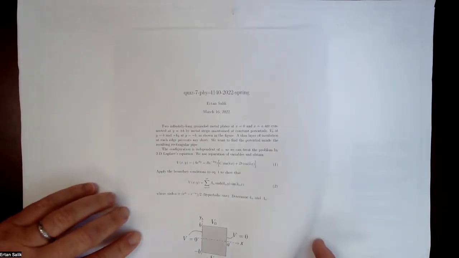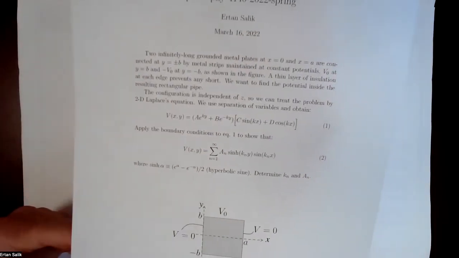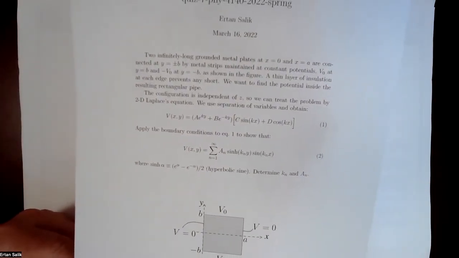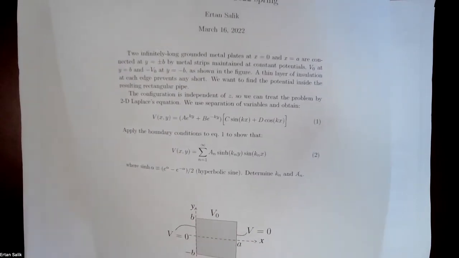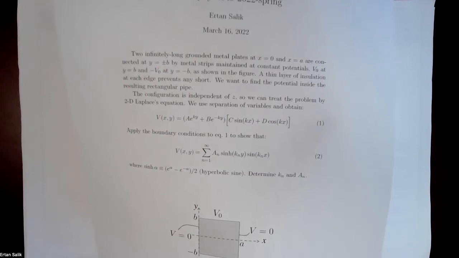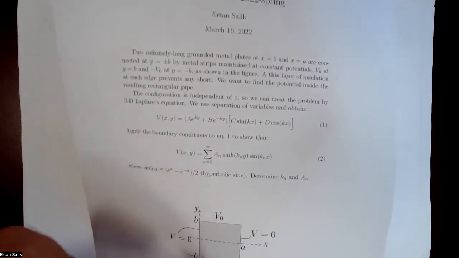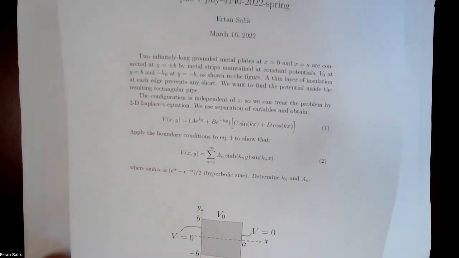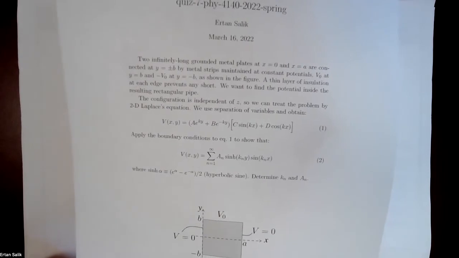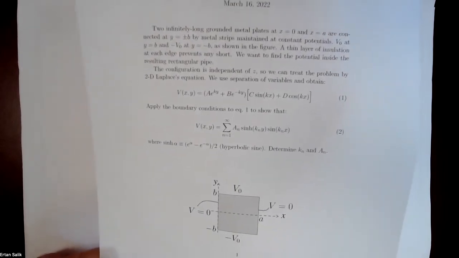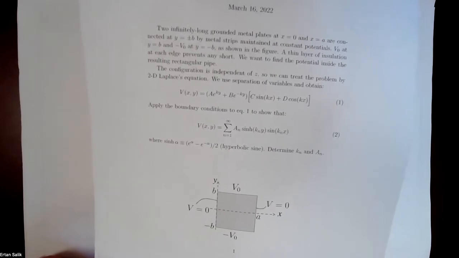All right, quiz 7 solution. Two infinitely long grounded metal plates at x equals 0 and x equals a are kept at zero potential. And the ones at y equals b and y equals minus b have potentials V0 and minus V0, as shown. The configuration is independent of z.